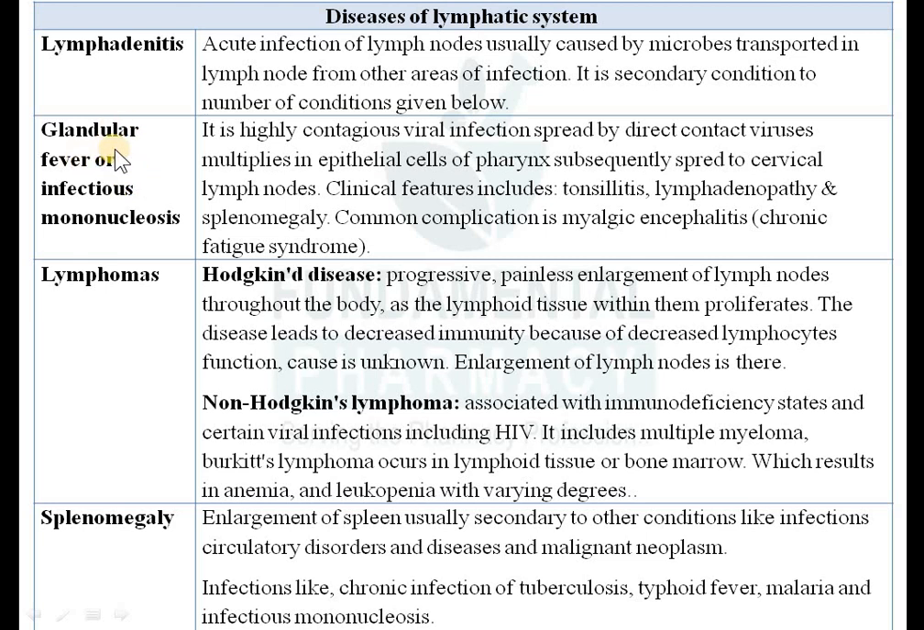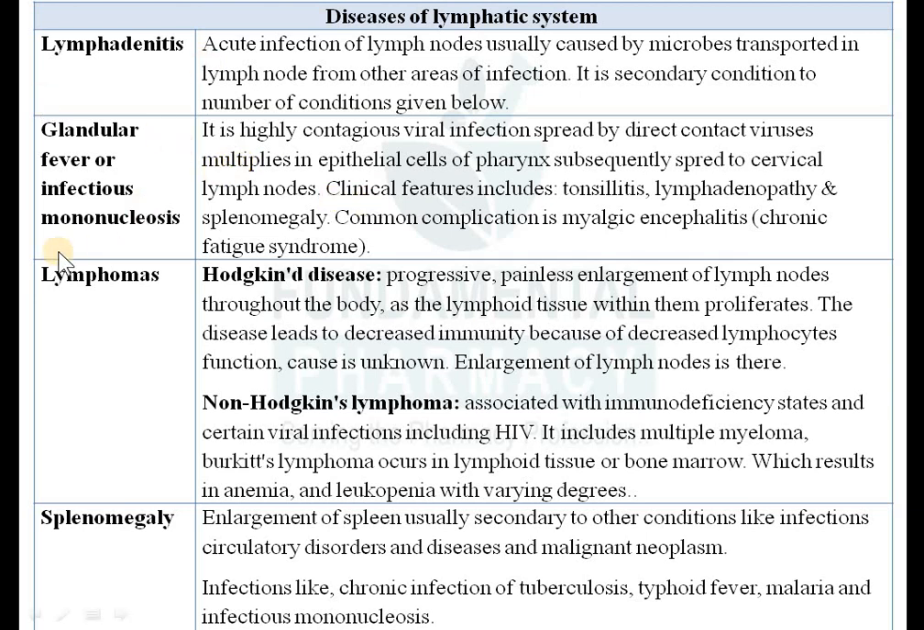Okay. Then again is glandular fever or infectious mononucleosis. It is a highly contagious viral infection spread by direct contact. The virus multiplies in epithelial cells of the pharynx, subsequently spreading to cervical lymph nodes. Okay, so lymph nodes जो होते हैं मैक्सिमम आपके thoracic and cervical region पे होते हैं, आपका ब्रेन का जो एरिया है उसमें भी होते हैं.